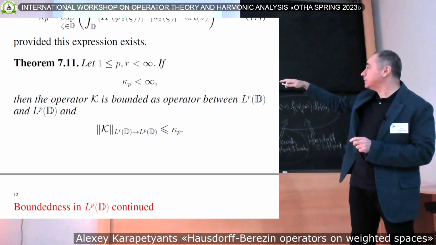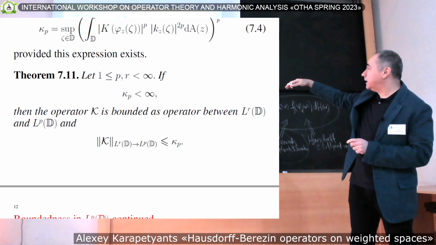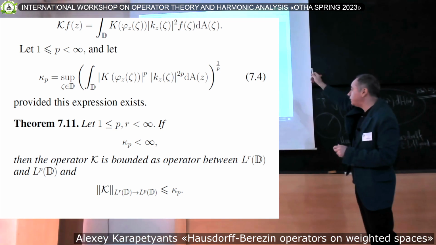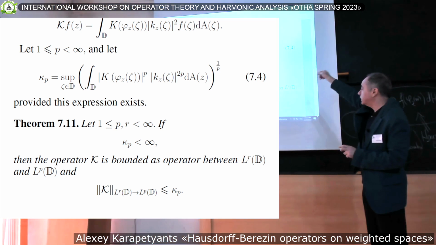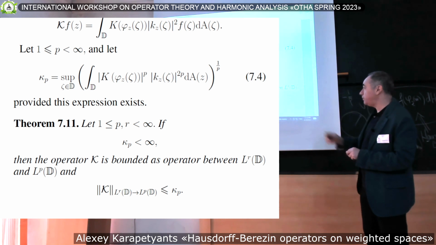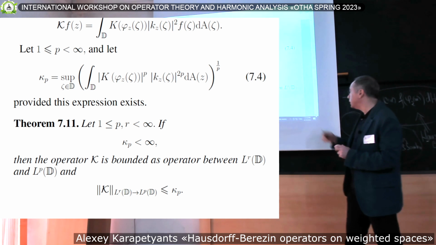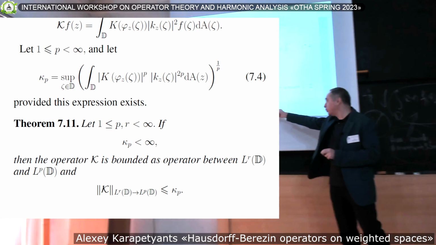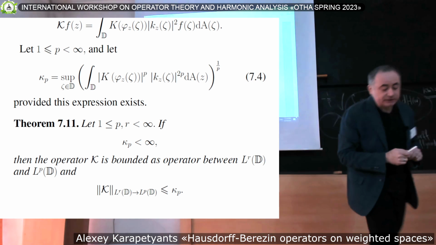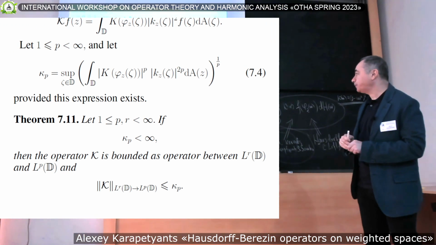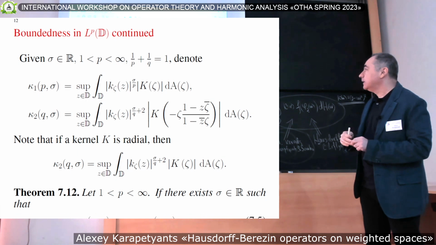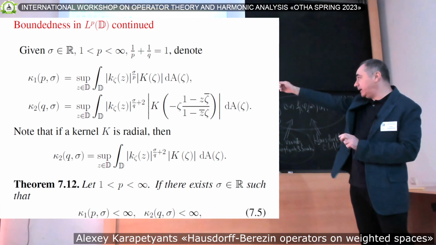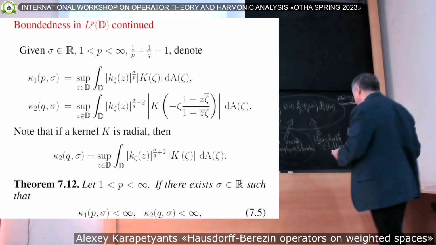Wait, stop. Come back. I just want to show this. So under this condition 7.4, if this construction is less than infinity, then our operator K is bounded between L^r and L^p, and the operator norm does not exceed this constant. Okay, further please. Again, different conditions, again written in terms of, maybe I'll write down this k_z.